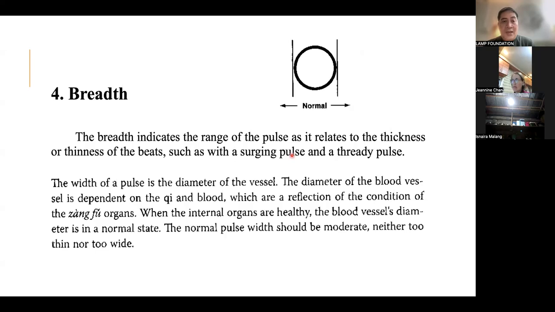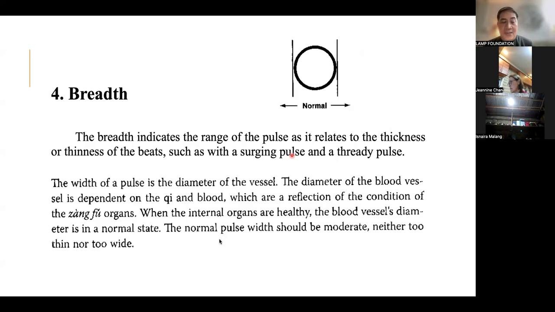The diameter of the blood vessel depends on the qi and blood again, which reflects the condition of the Zangfu organs. When the internal organs are healthy, the blood vessel's diameter is in a normal state. Normal pulse width should be moderate, neither too thin nor too wide. So breath. Let's now go to the fifth one, the strength.